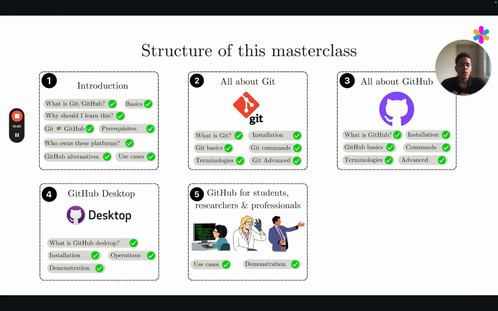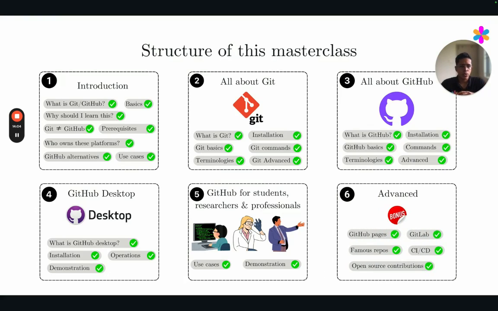After this, we will show exactly how you can use GitHub as a student, as a researcher, or as a professional. We will show a few different use cases. We will demonstrate how to use GitHub for this. In this part, we will not be covering Git, although Git is inherently a part of GitHub. We will be talking about how to use GitHub for this.